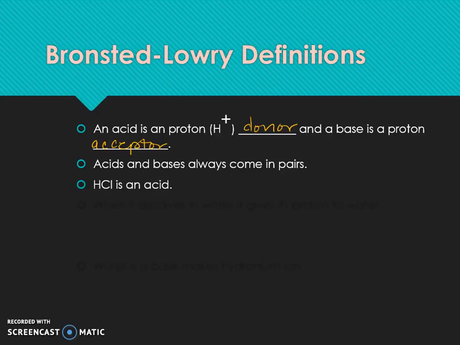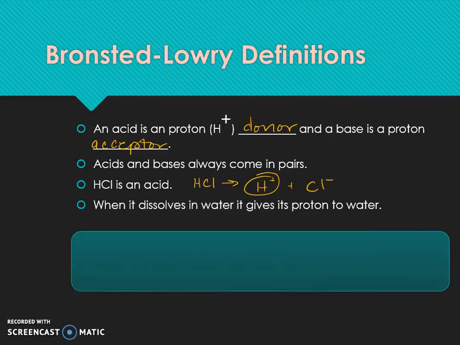Okay, hydrochloric acid is an acid. Why? Because it can give away. Hydrochloric acid can break down into hydrogen ions and chlorine ions. Look, it's giving away hydrogen ions. Okay, when it dissolves in water, it gives its proton to water. So what does that mean? Well, that means that you have your water and it can take on that hydrogen ion and it can become what we call hydronium ion.